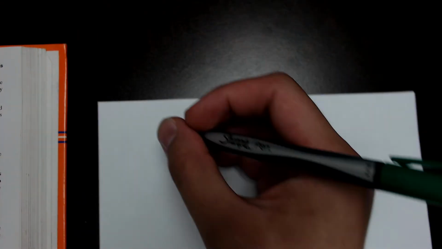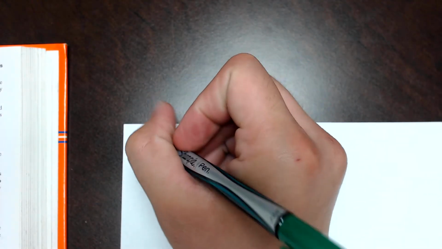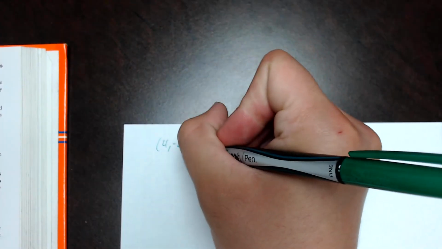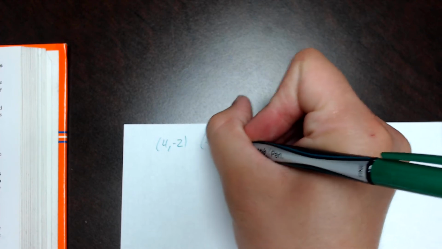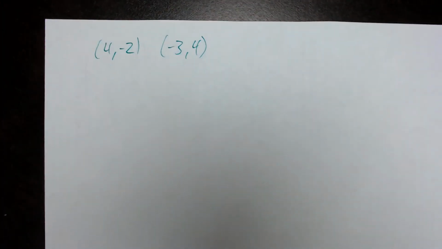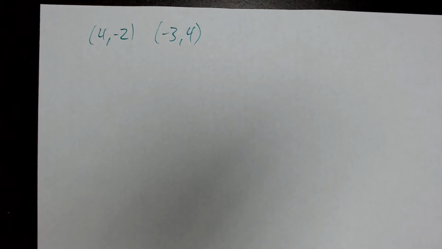So let's say the book tells us there's a line that passes through the point (4, -2) on the coordinate plane, and (-3, 4) on the coordinate plane. Now, I'm not going to be graphing anything because you do not need to graph anything to solve this way.